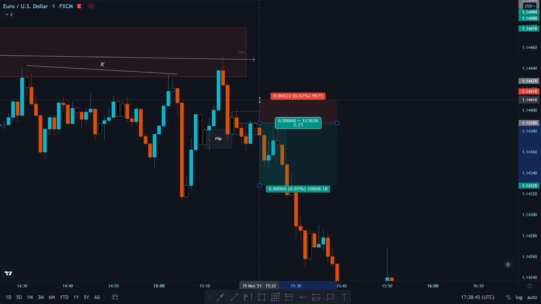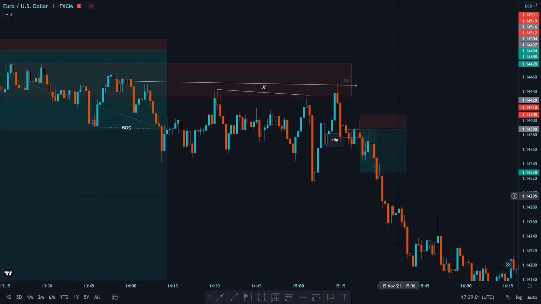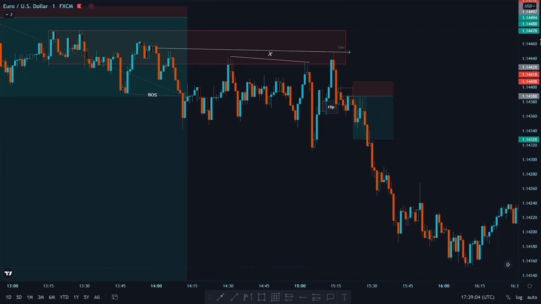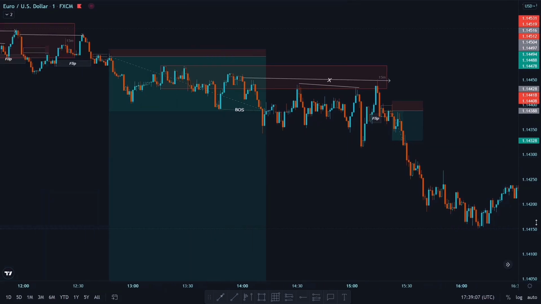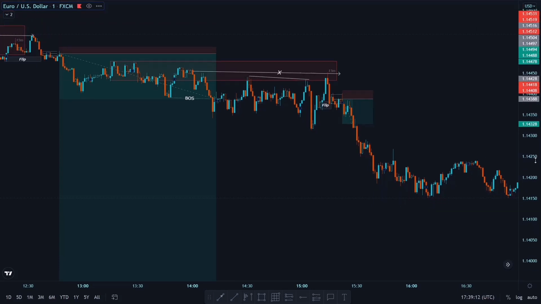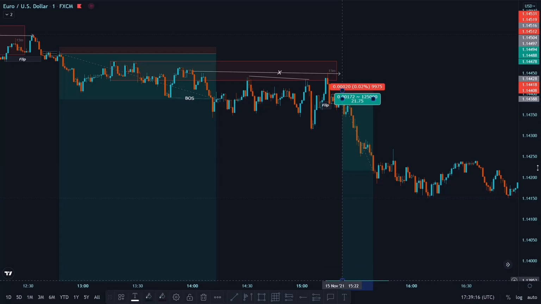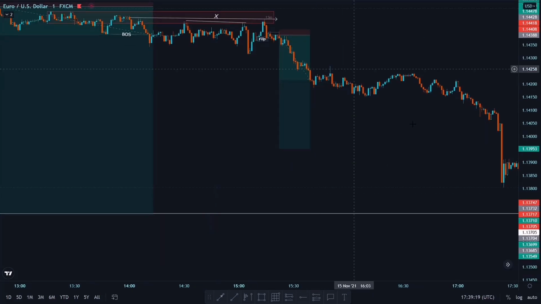Again, I think we have a 1.5 stop loss, but I gave it some breathing room and made it 2 pips. So I have a 2 pip stop loss, and again I was targeting the daily low, and I was managing this trade from 5-minute structure.